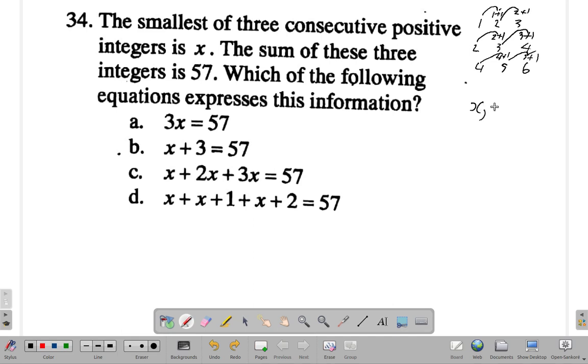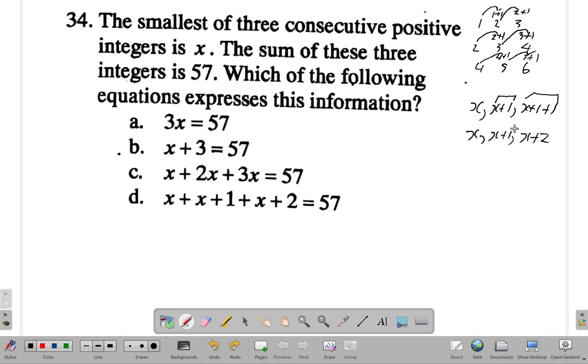The next one would be x plus 1. Good. Then the other one would be x plus 1 plus 1. So these are the three integers. You have x, then x plus 1, then x plus 1 plus 1, which is x plus 2.